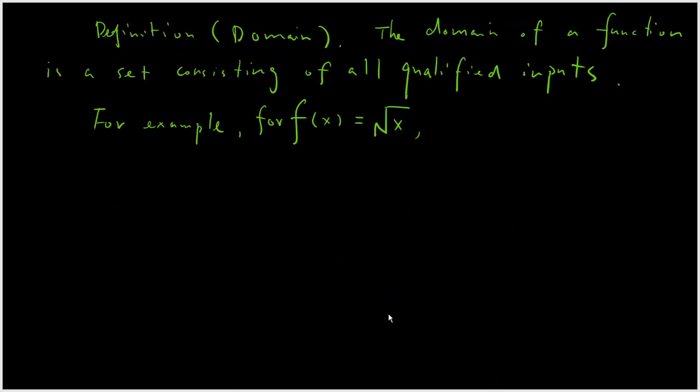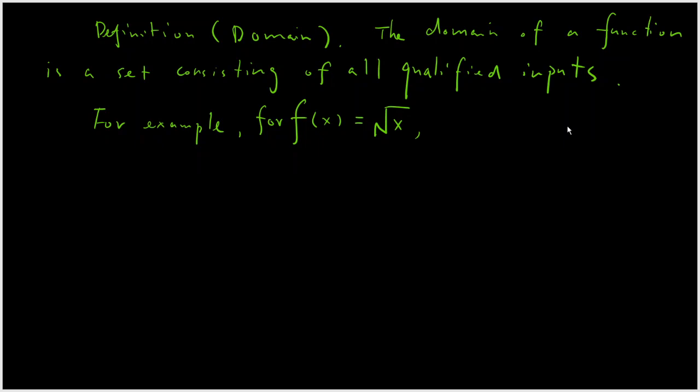For this function, again, to get the domain, you think it's possible to evaluate the function at what numbers, at what x values. All such numbers will form a domain. Okay. Again, 0 is in the domain, 1 is in the domain, right? You put all these numbers together, all the qualified inputs together. And that's why I said the domain is the set consisting of all qualified inputs, right? I think you got the idea.